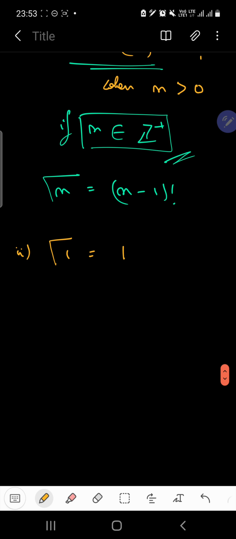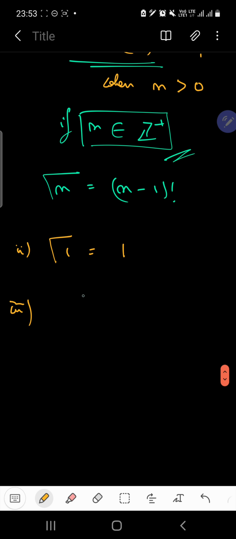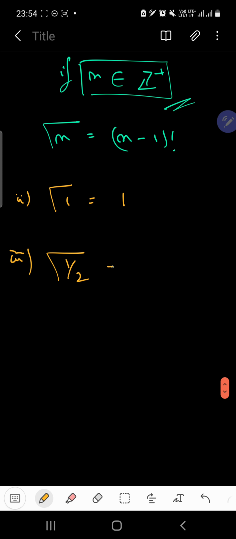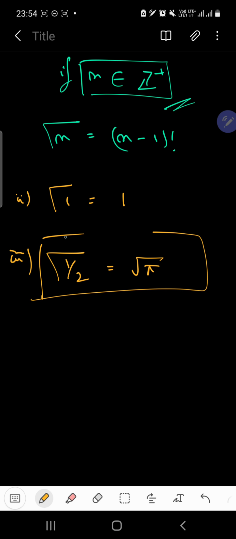Clear? The important result lies in the fact that what is the value of gamma half? That is the main thing, and that is one of the most important results which we actually should understand. Clear? So gamma half is actually equal to root pi. Now how is it so?